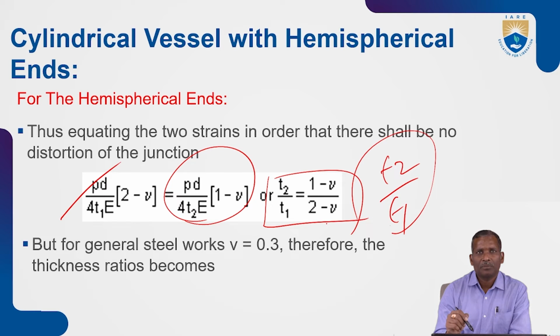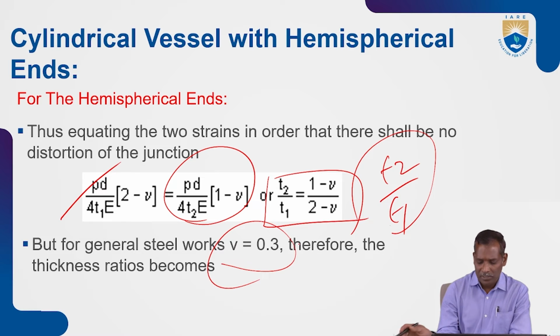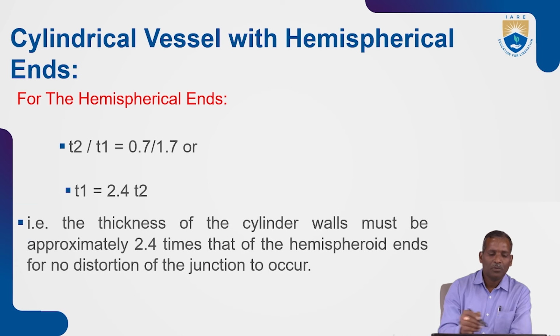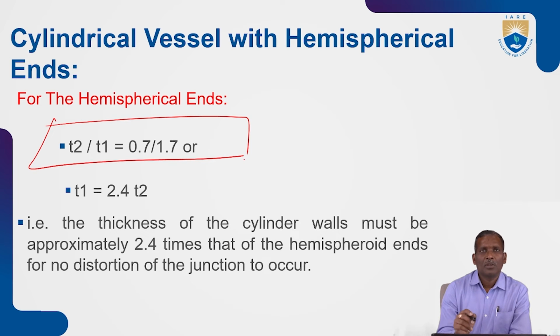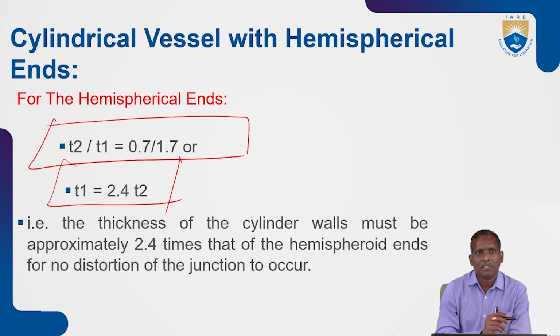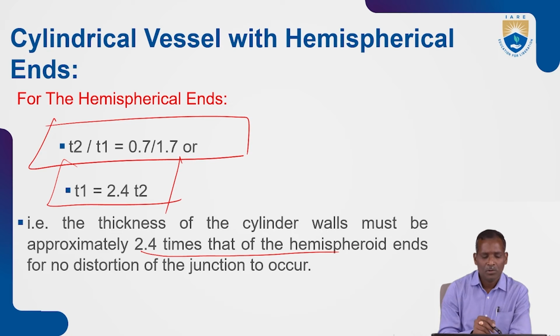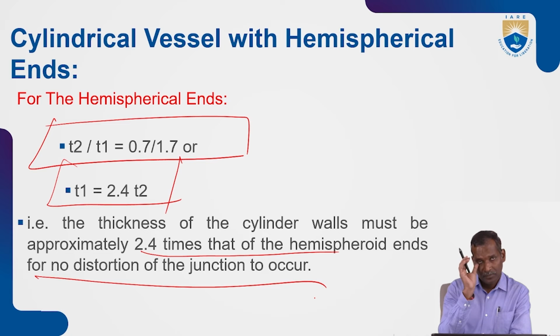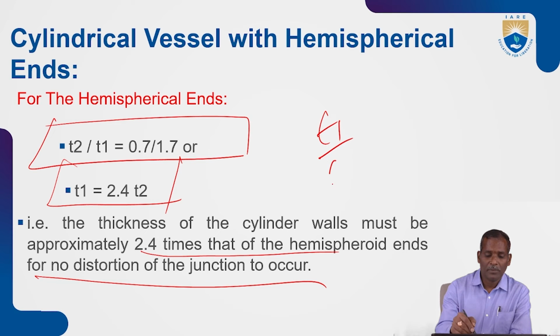(2 minus mu). For general steel works, mu is 0.3, therefore the thickness ratio becomes T2 by T1 equal to 0.7 by 1.7, or T1 is equal to 2.4 times T2. So the thickness of the cylinder walls must be approximately 2.4 times that of the hemispherical ends for no distortion of the junction to occur. So T1 by T2 is equal to 2.4.